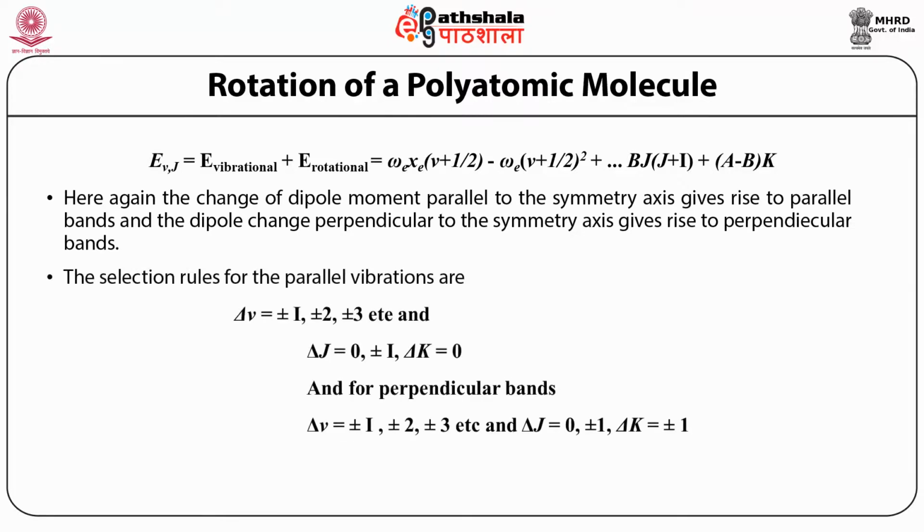The selection rules for parallel vibrations are delta nu is equal to plus minus 1, plus minus 2, plus minus 3, etc., and delta J is equal to 0, plus minus 1, and delta K is equal to 0. And for perpendicular bands, delta nu is equal to plus minus 1, plus minus 2, plus minus 3, and delta J is equal to 0, plus minus 1, while delta K is equal to plus minus 1. Thus, in both cases, we have R, P, and Q branches.